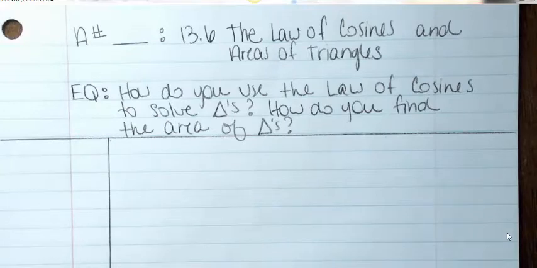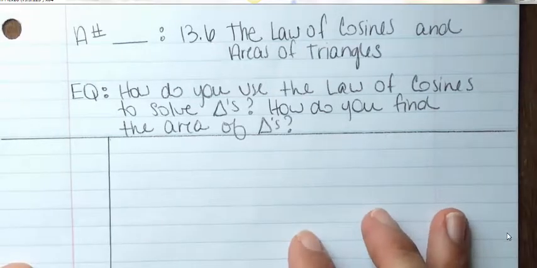So we're not going to do one-half base times height for the area of a triangle, because you would have to have a base and a height. And in these situations, you're not going to be given that information, but you will be given some other information. So this is unique or new to you. All right, so let's start with the law of cosines.